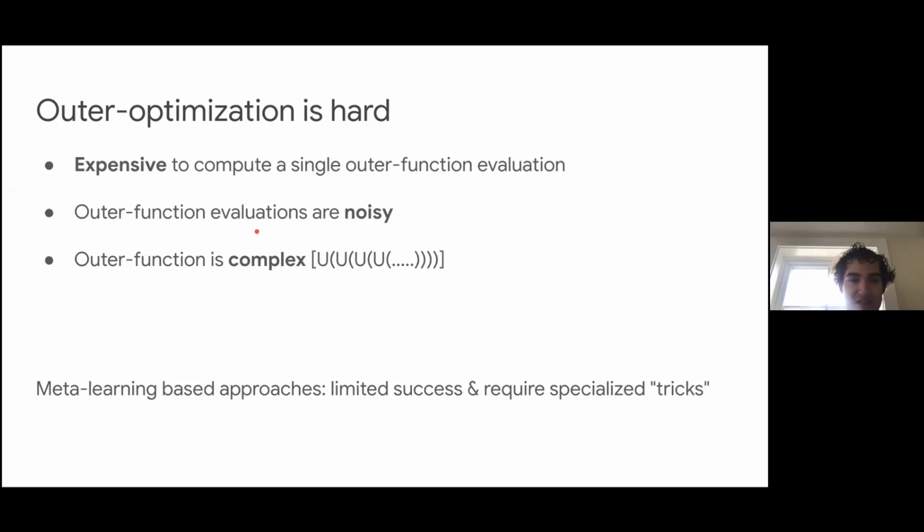Often, these outer functions can be noisy. So in the case of optimization, training a model will not get you to the same position with different random seeds, for example. And finally, these outer functions are really complex. They're formed by a nested composition of these update rules. So depending on how many steps you take, the more compositions you have of these. And because of this complexity, meta-learning approaches have kind of been limited. They haven't seen much success, and they've all required a huge amount of specialized tricks to make them work.